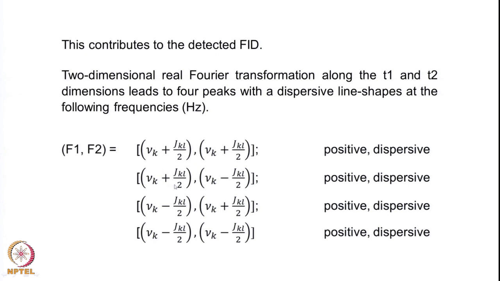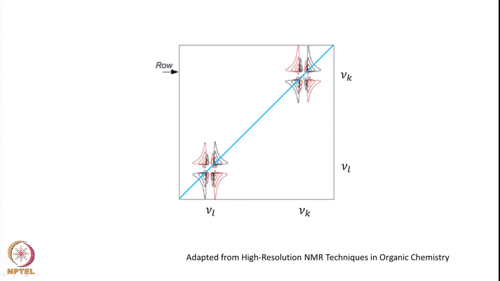And this one is nu_k plus J_kl by 2 along T1 and nu_k minus J_kl by 2 along T2, and this will be again positive with a dispersive line shape. And then you will have correspondingly nu_k minus J_kl by 2 along T1 and nu_k plus J_kl by 2 along T2, positive dispersive, and finally nu_k minus J_kl by 2 and nu_k minus J_kl by 2, which is also positive and has a dispersive line shape. So you get 4 peaks along the diagonal, and these are the 4 peaks originating from the K spin, as we started the calculation from the K spin. Similarly, we will also get 4 peaks from the L spin if you started the calculation from the L spin magnetization to begin with. So, all of these are dispersive line shapes and all of them have the same sign.